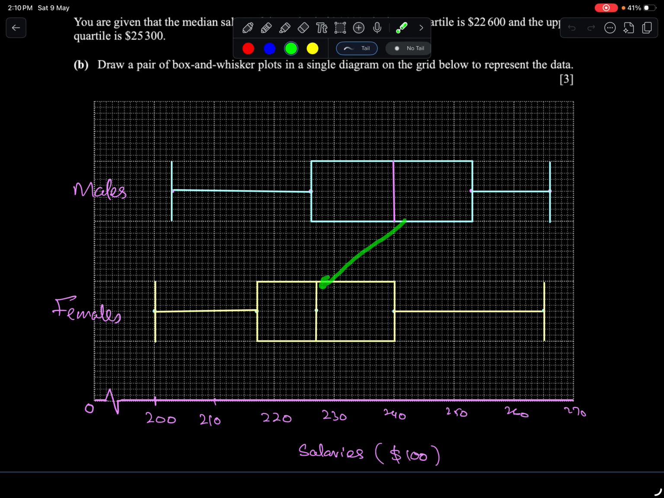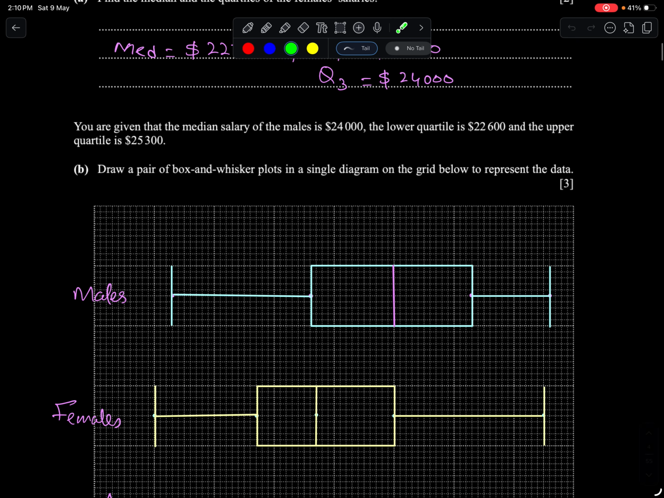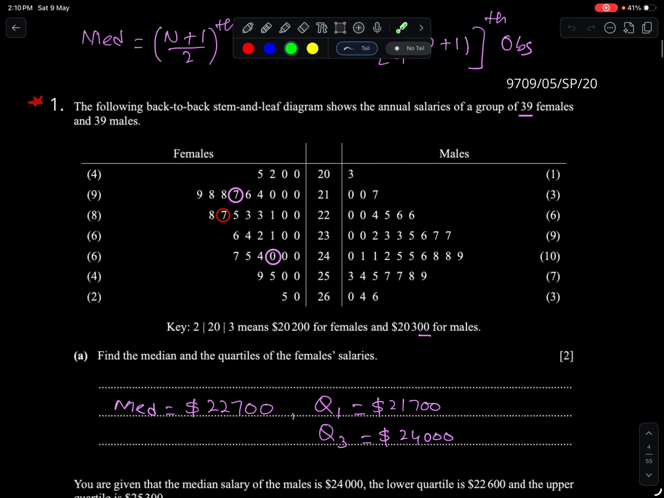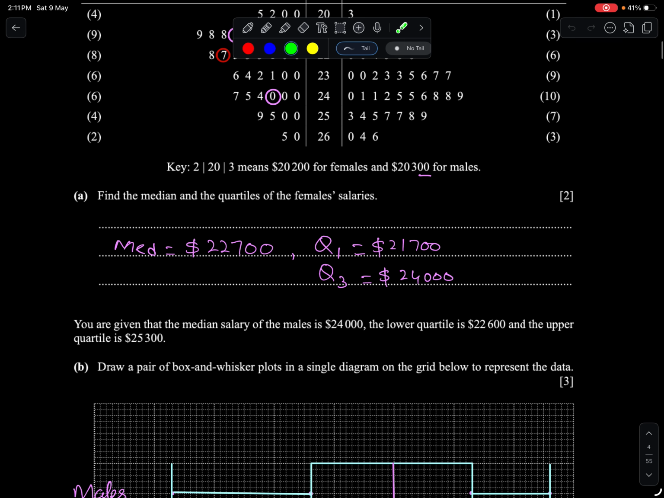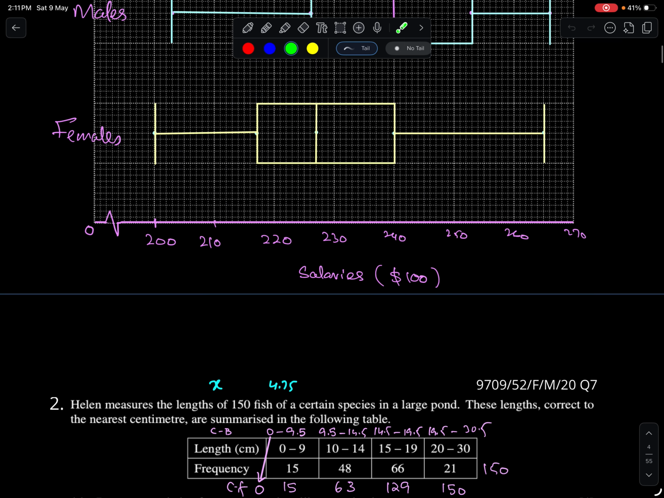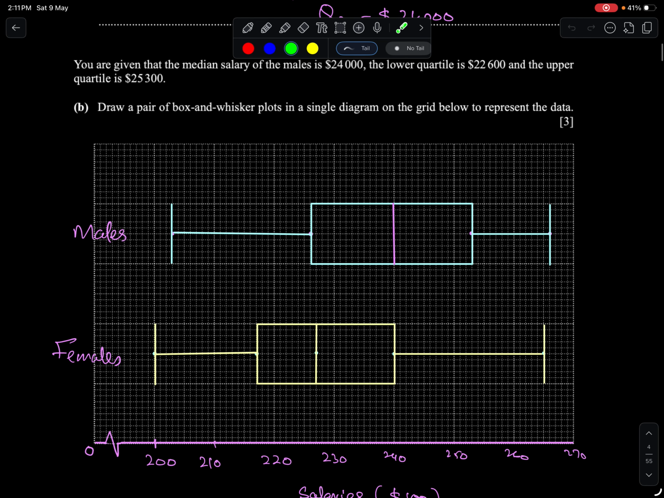Now observe their medians. Median of male is higher than median of females. So on average, male salaries are higher. So males have higher salaries than females. Right?